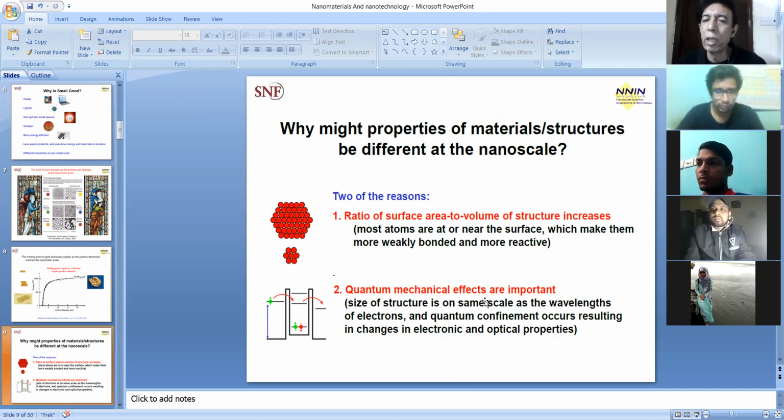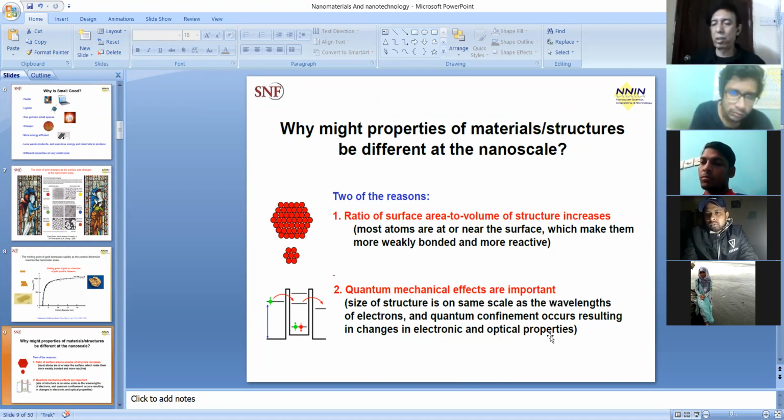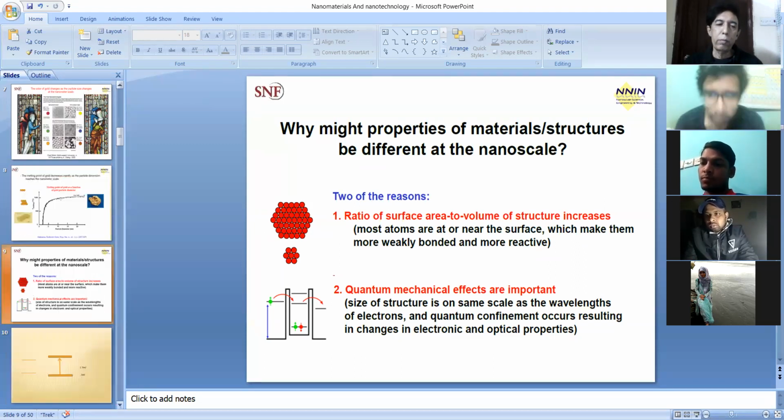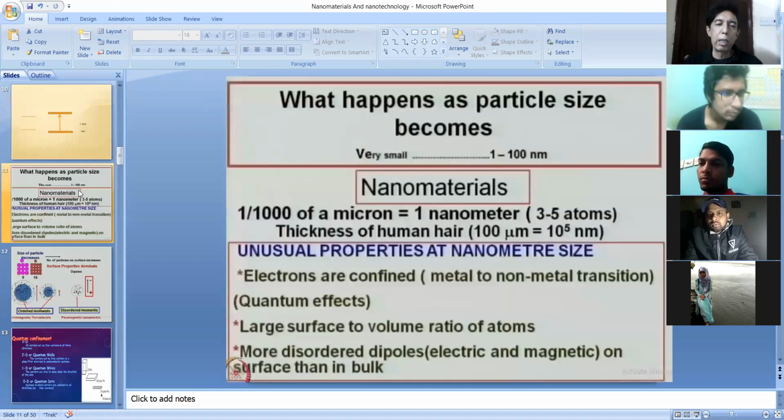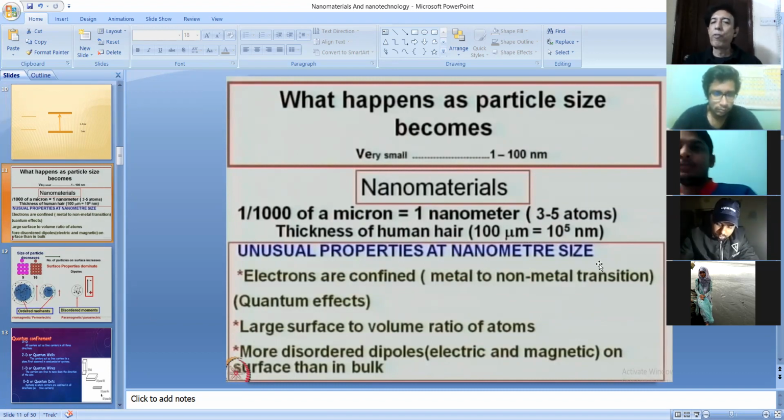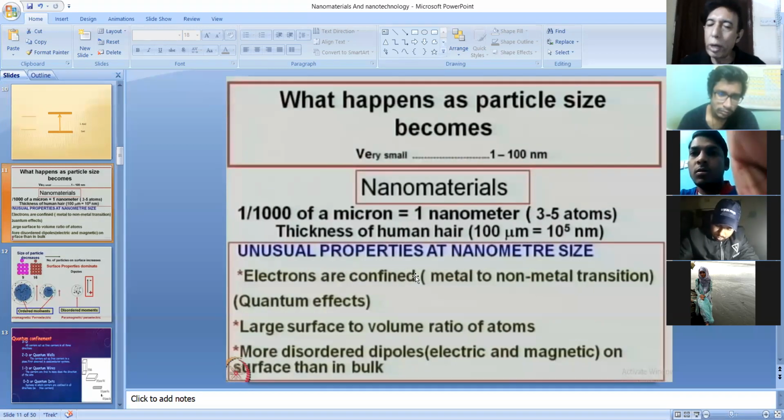When the size of a structure is on the same scale as the wavelengths of the electron, quantum confinement occurs, resulting in changes in the electronic and optical properties. Now, what is quantum confinement? Say this is another slide. What happens as particle size becomes very small, 1 to 100 nanometer? Unusual properties appear at nanomaterial size: electrons are confined. That is called quantum confinement.